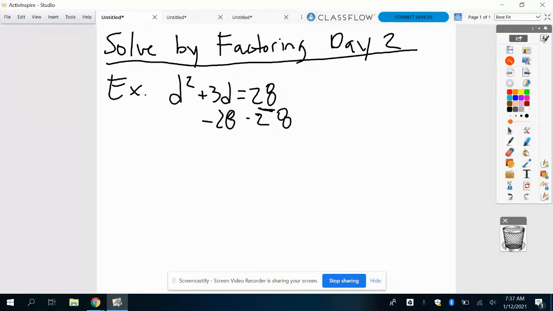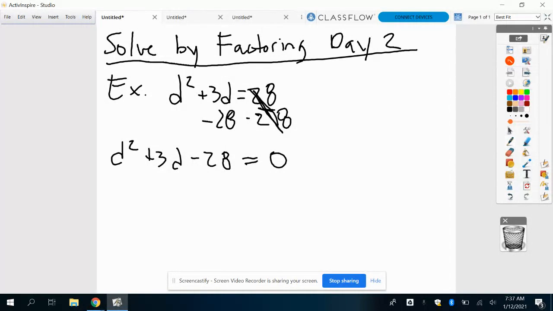So then what happens is this becomes 0 like we want, and if we rewrite this side here on the left, you end up with d squared plus 3d minus 28. That minus 28 can't combine with anything because none of those are like terms. So you leave it like that and then set it equal to 0. And now we're basically to where we were yesterday.